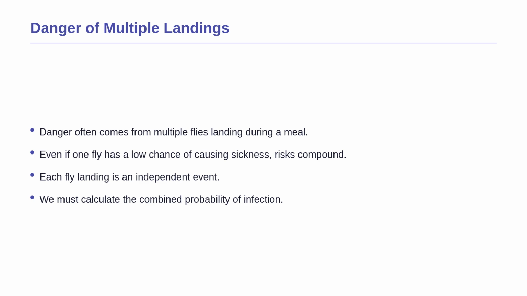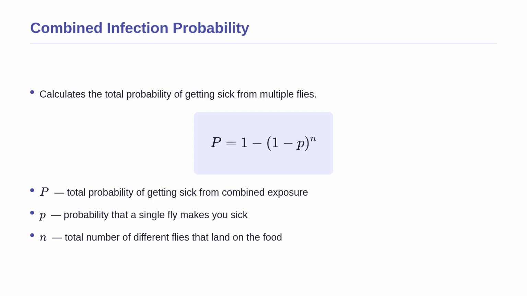Because each fly acts independently of the others, every single landing is a new chance for an infectious dose to be deposited. To truly understand this risk, we need to look at how these independent probabilities compound mathematically. This brings us to the mathematical model for multiple exposures.